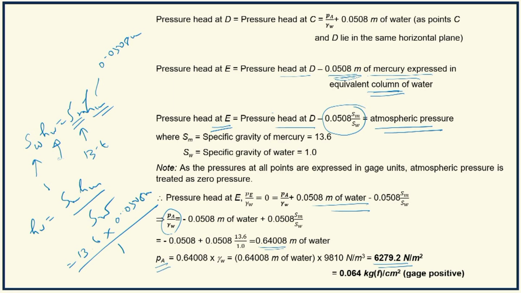PA will be equal to 0.64008 meter of water multiplied by the specific weight of water, that is 9810 Newton per meter cube. You get 6279 Newton per meter square. If you want to express it in kilogram force per centimeter square, you can do that. That is gauge positive.